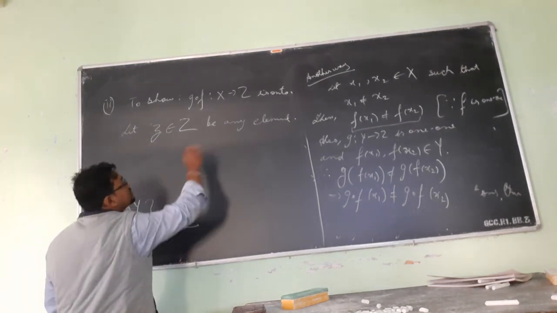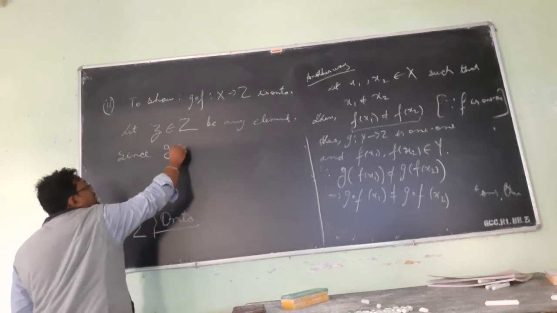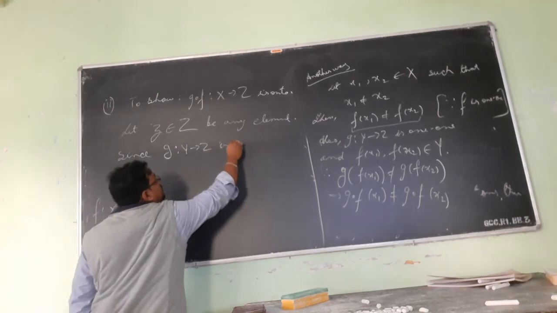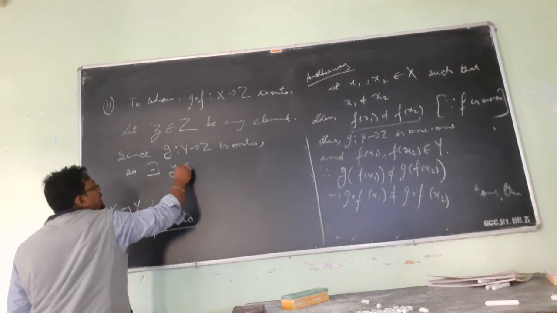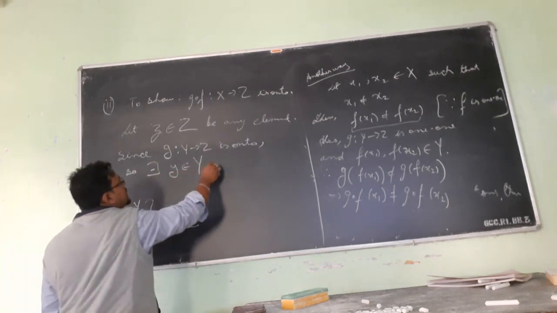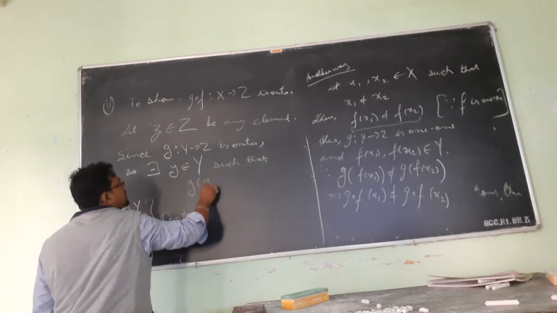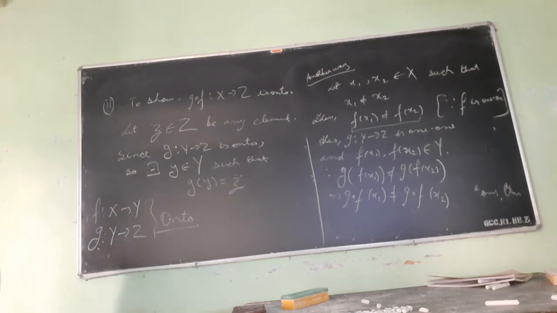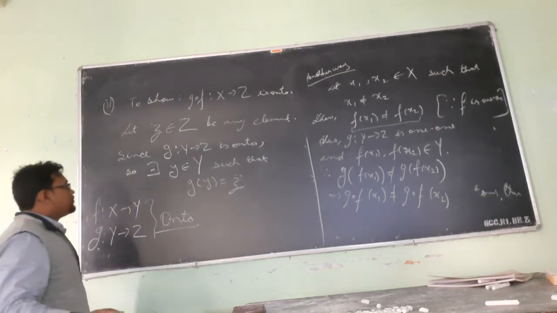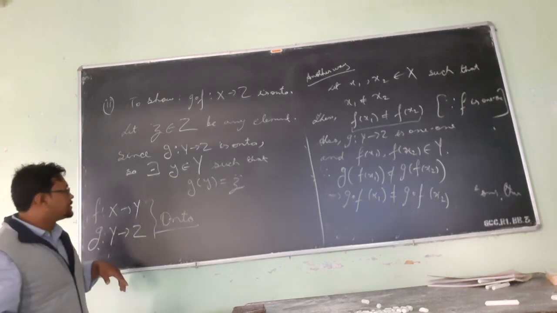So let z belonging to Z be any element. Then since g from Y to Z is onto, there exists small y inside capital Y such that g of y is equal to z. Okay, so we have got an element y inside capital Y which satisfies this.